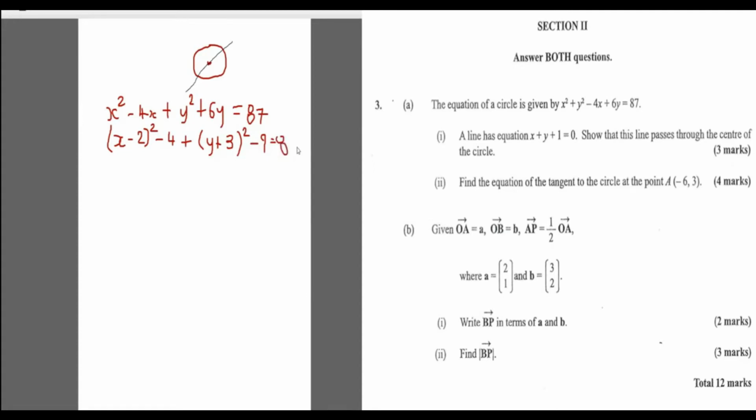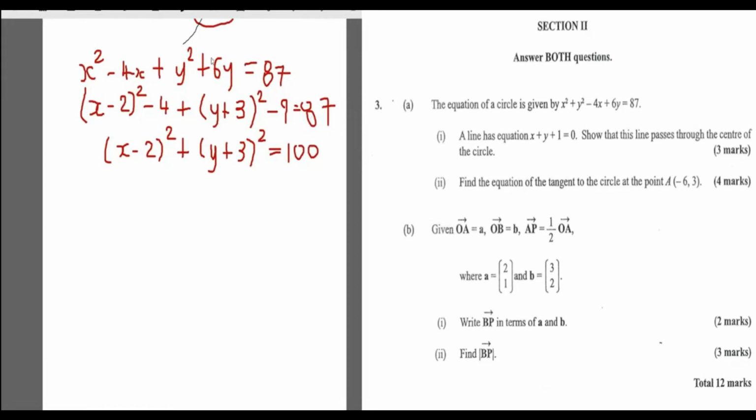Now, as you can clearly see, in standard form the equation of the circle is actually x minus 2 all squared plus y plus 3 all squared equals 100, because minus 4 minus 9 is minus 13, and when we bring over minus 13, that's equal to 100. All right, so now we have the center of the circle and the radius.